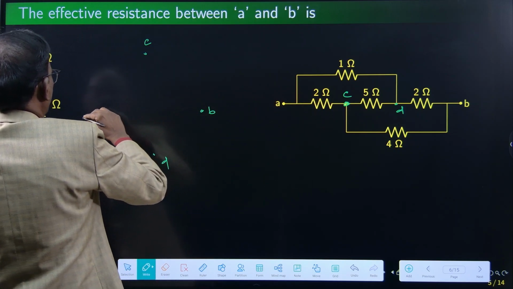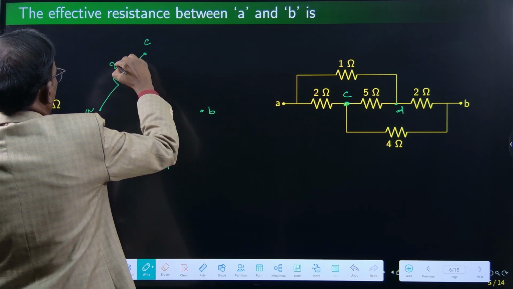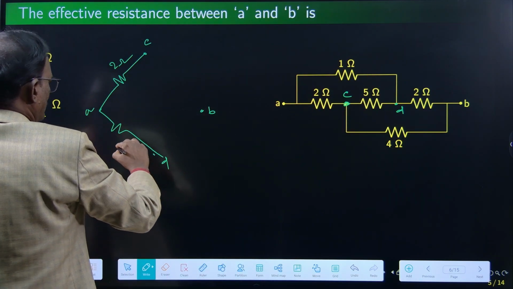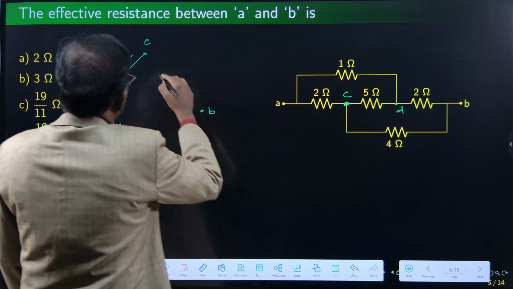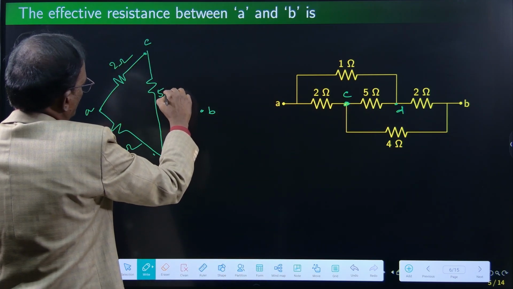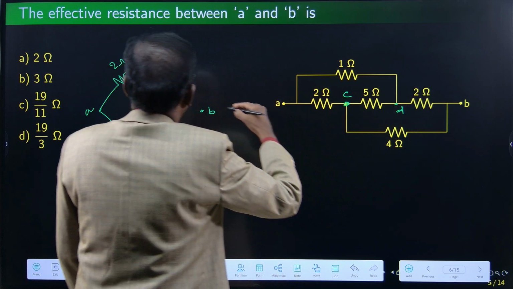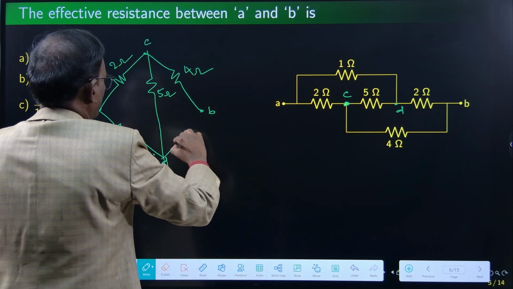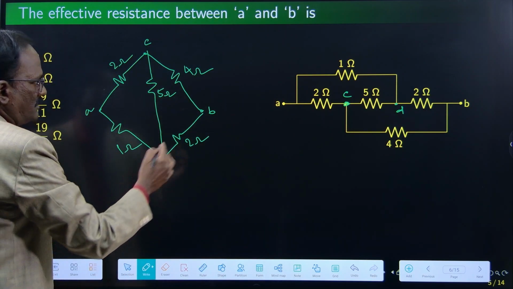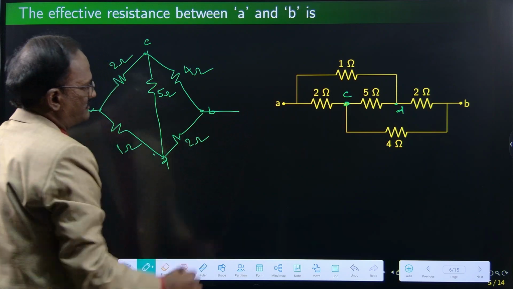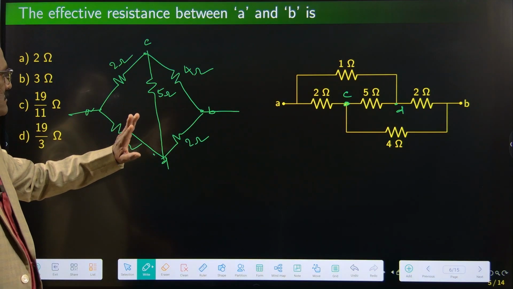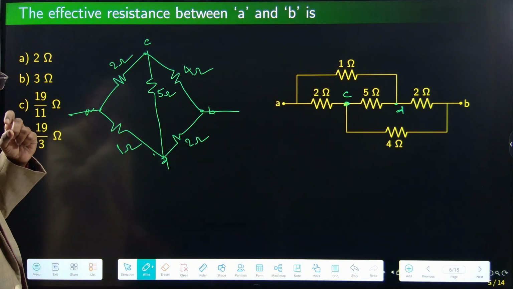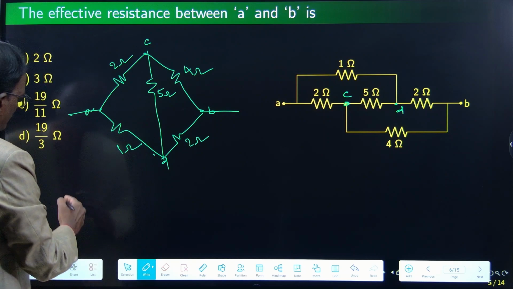Between A and C, 2 ohms. Between A and D, 1 ohm. Between C and D, 5 ohms. Between C and B, 4 ohms. Between D and B, 2 ohms. Okay, this is A and this is B. The question asks for the effective resistance only, right? We are first checking whether it is a balanced or unbalanced bridge.